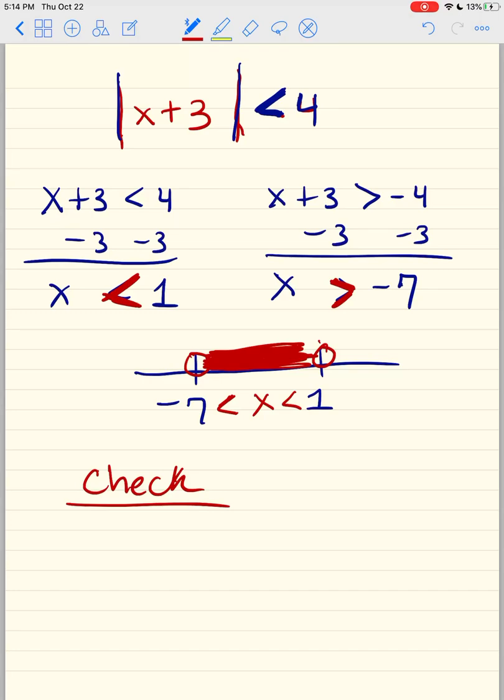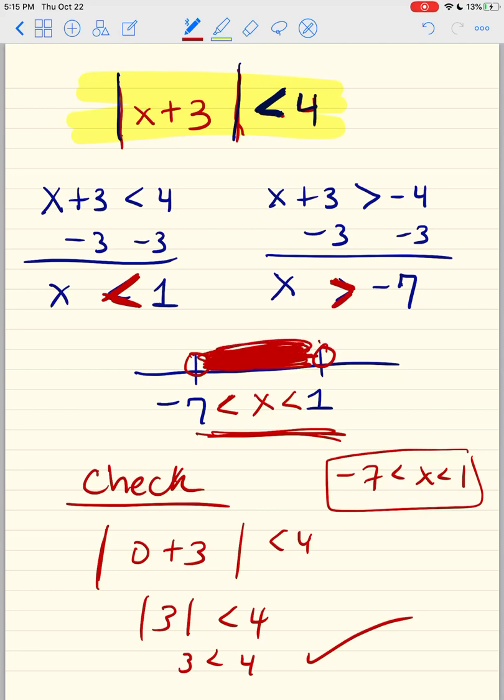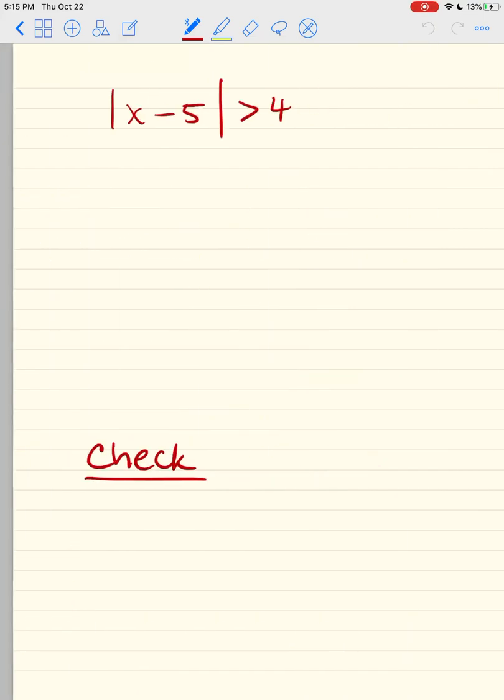So why don't we pick a number between negative 7 and 1? I hope everybody said 0. If you choose 0, 0 is a number between negative 7 and 1. Let's see if that makes this equation true. 0 plus 3 is less than 4. Is 3 less than 4? Absolutely. No pun intended. So my answer is negative 7 is less than x is less than 1. These are all my x's, so I just put a smack right in the middle of negative 7 and 1. Once again, the most important thing is to move everything away from the absolute value.